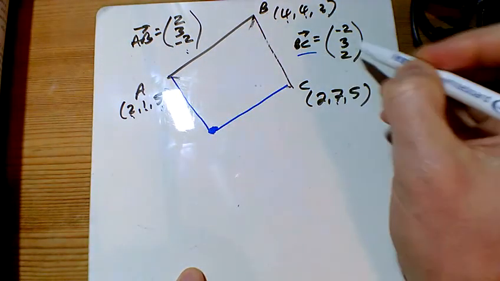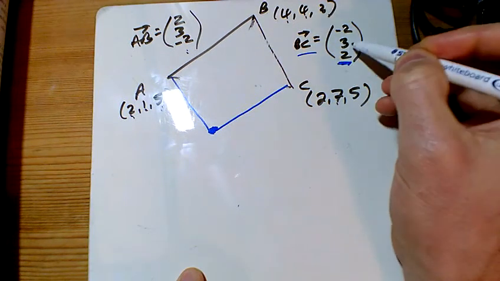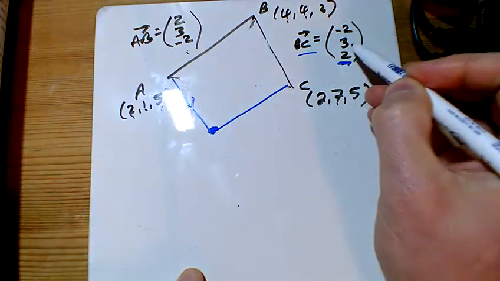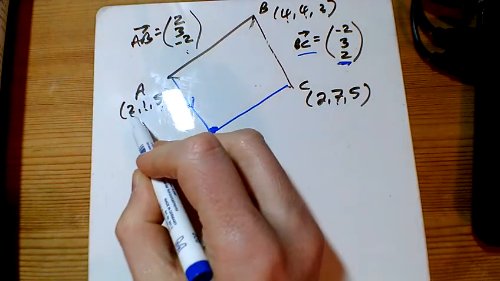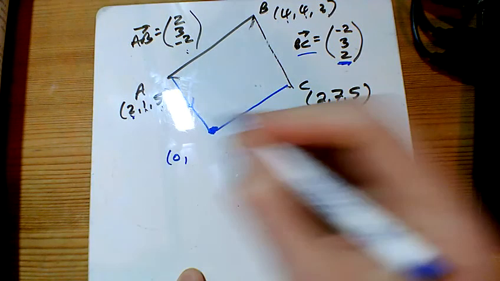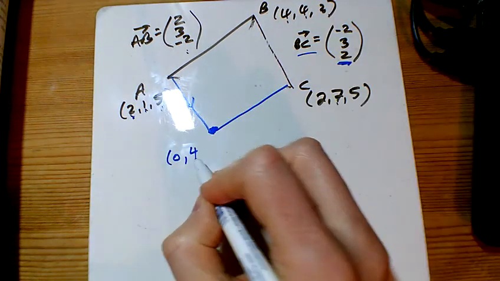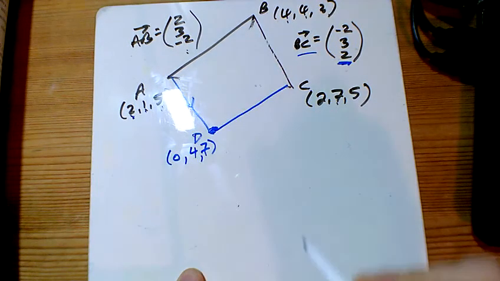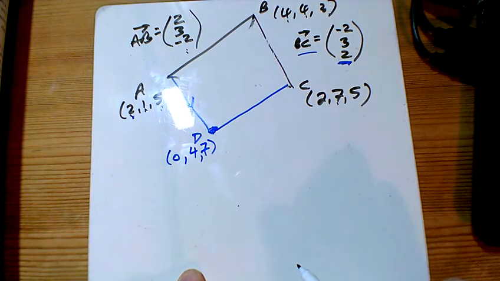Now we've already done what B to C is here. It's -2, 3, 2. So this journey here will be -2, 3, 2 as well. Well, 2 take away 2 is 0. 1 and 3 makes 4. And 5 and 2 makes 7. And so there's my point D, 0, 4, 7.